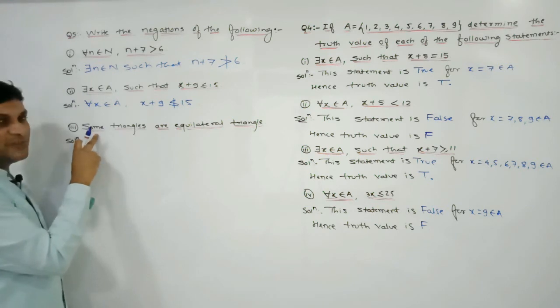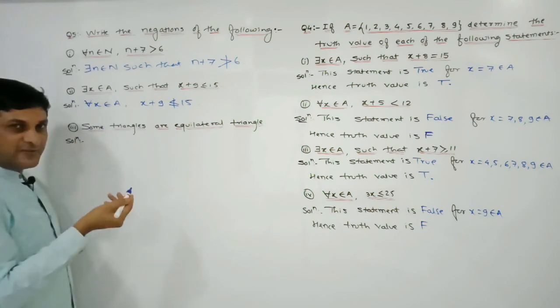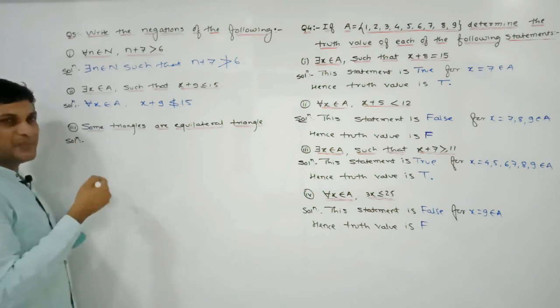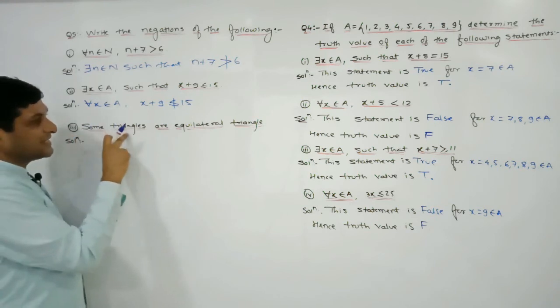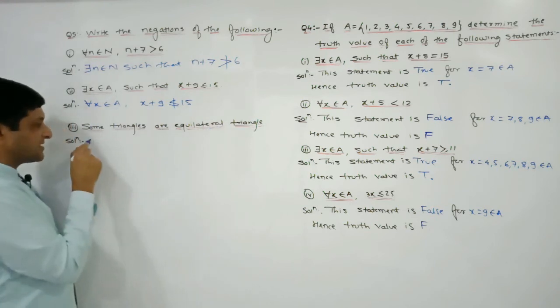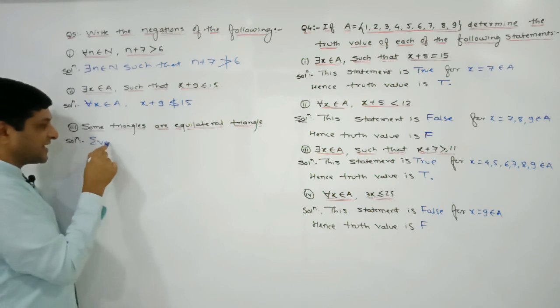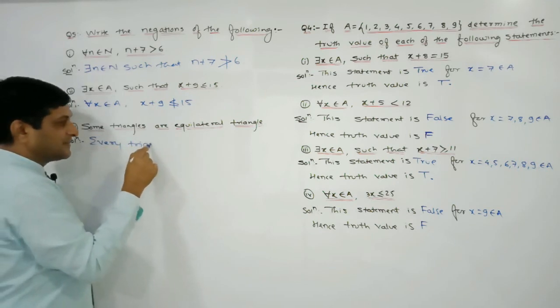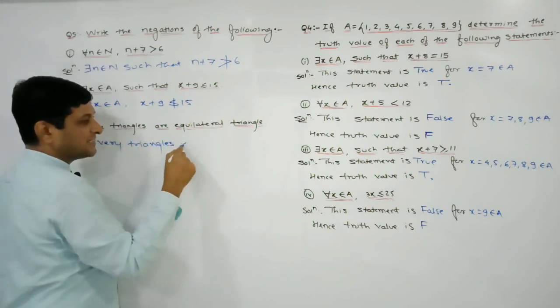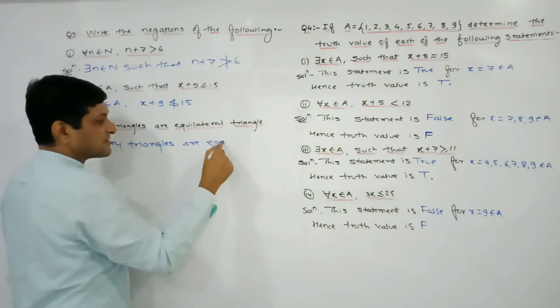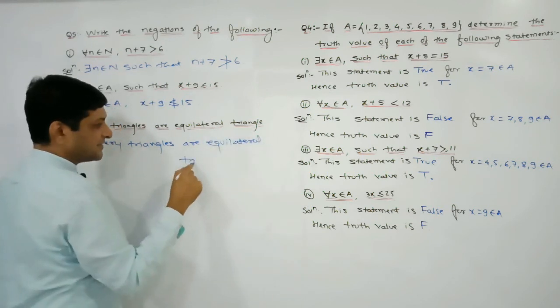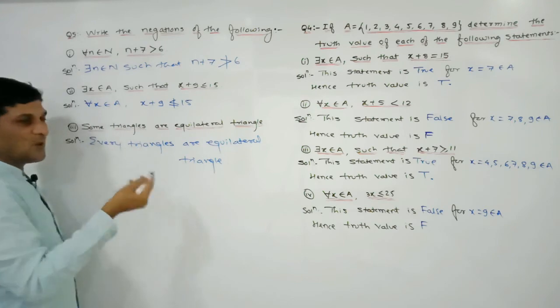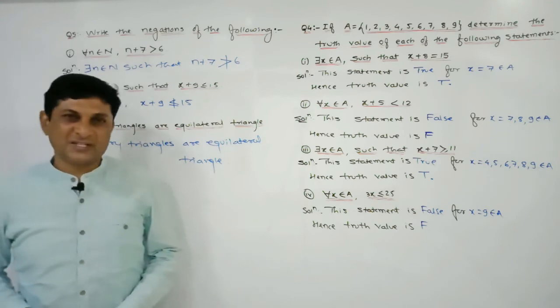Now "some" will get replaced by "for every" or "for all," or simply "every." Some triangles are not equilateral triangles, so we can say that every triangle is an equilateral triangle. So in this way we have got the negation of the given statements.